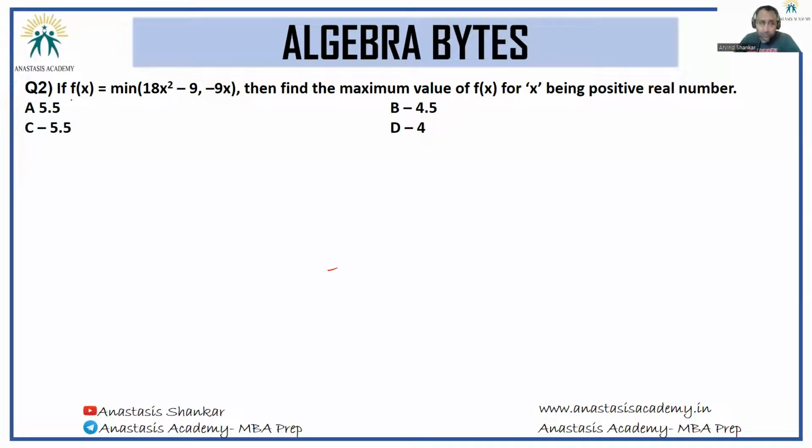Next, if f(x) is equal to min of this quadratic expression and this linear expression, then find the maximum value of f(x) for x being a positive real number. Okay, let's see.